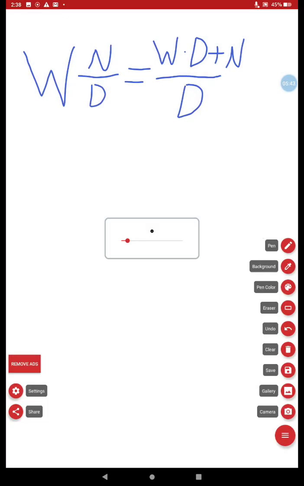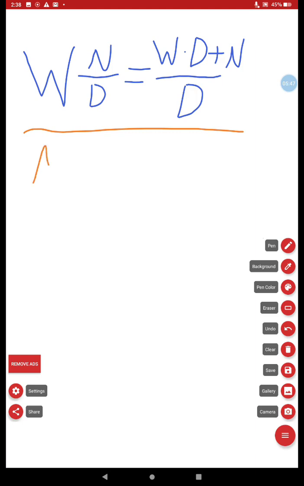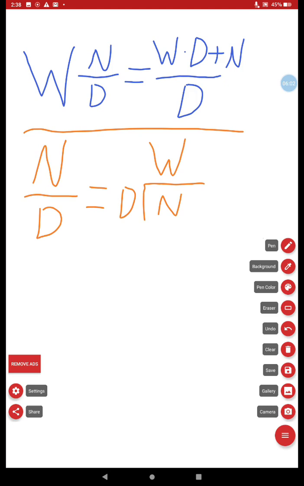You need to write this down as well. Numerator over denominator equals division bar, numerator in the box, denominator outside the box. Your quotient is your whole number, and your remainder is your new numerator.